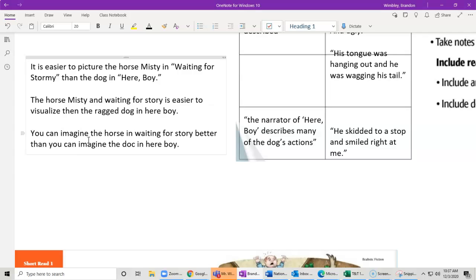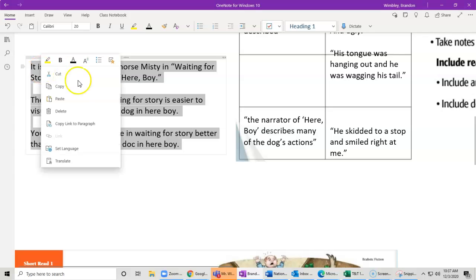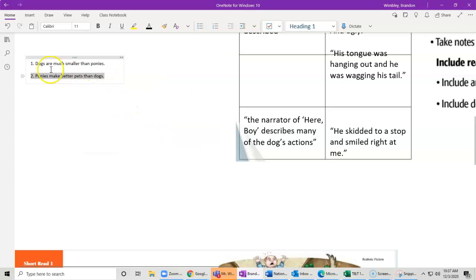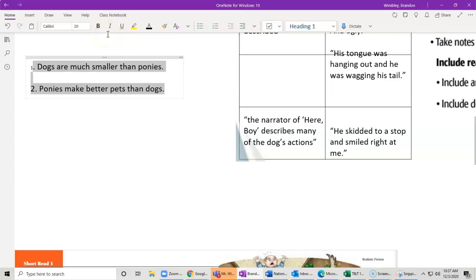Now, I'm going to give you guys two sentences, and I want you to tell me if you can figure out which one you think would be a better beginning or an introduction, or which one you think would be a better conclusion. So I have these two that I have typed up for us. Dogs are much smarter than ponies. Ponies make better pets than dogs. Which one do you think would be a better concluding statement?